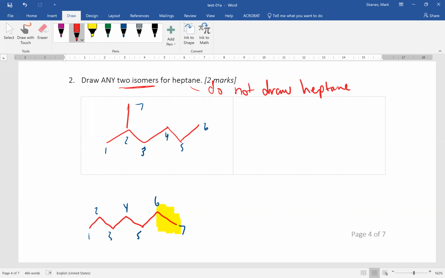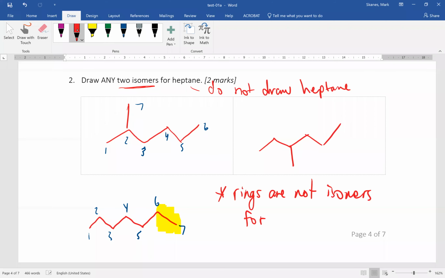And honestly, another isomer would just be the same molecule, and I'll move the methyl group to the third carbon. So there you go. There are two isomers. One little hint here that I saw a student do on a lab or something: rings are not isomers for straight chain molecules.